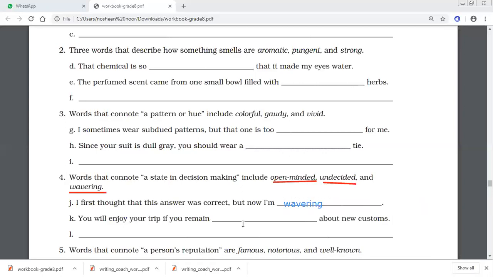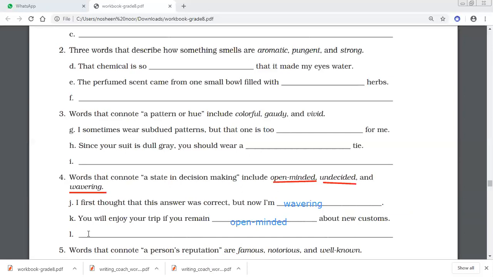Next is, you will enjoy your trip if you remain dash about new customs. Open-minded, exactly. If you remain open-minded about new customs, if you accept them, and if you don't have any problem with accepting new traditions. So I will write here open-minded. Open-minded is with a hyphen.